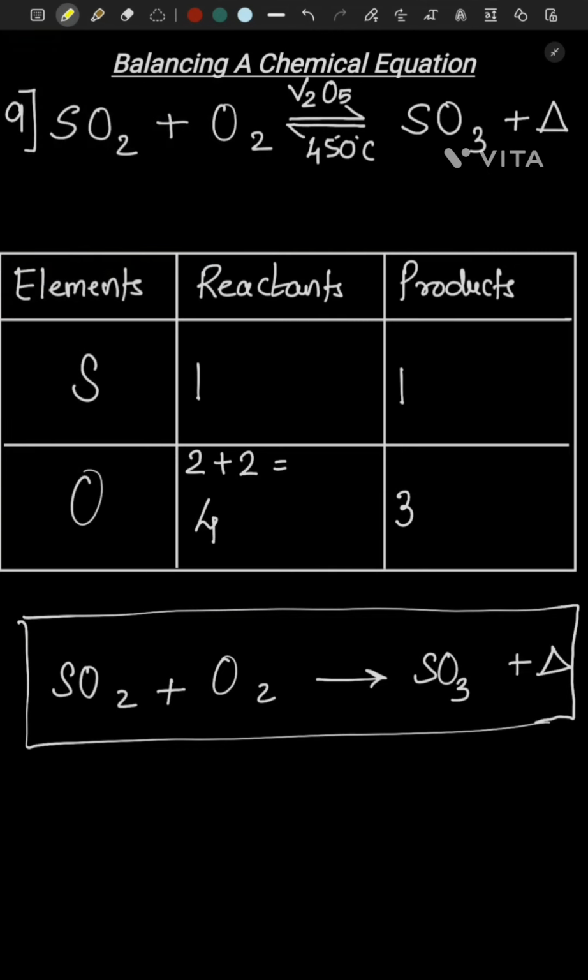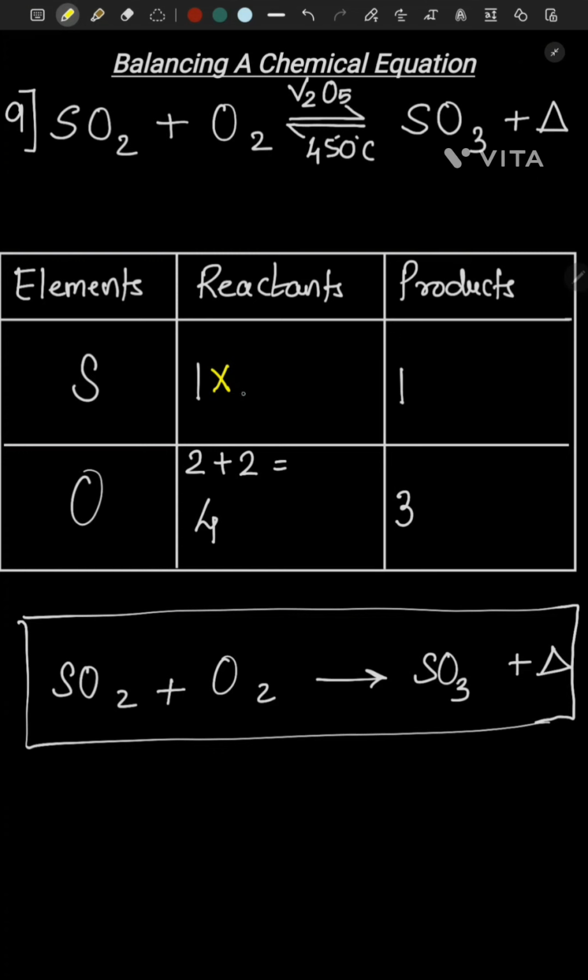In this reaction, sulfur seems to be equal, but oxygen is not. So if you want to start with oxygen, you can go with it. You need to go with the LCM and all, but it will be a lengthy process. I'll just share a shortcut, a very small trick. You can go with that too. Instead of going with the LCM, just double this up.